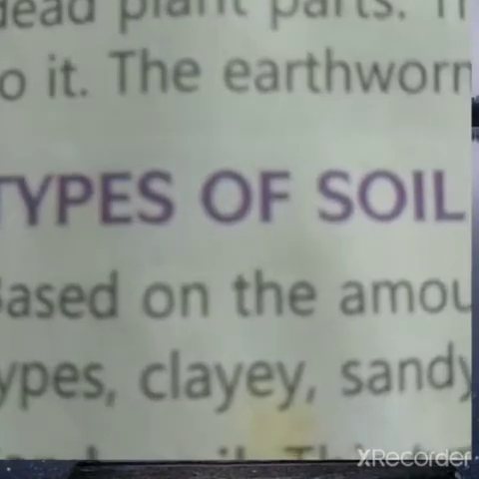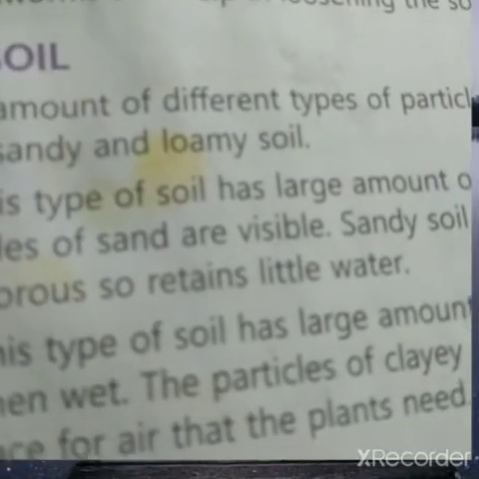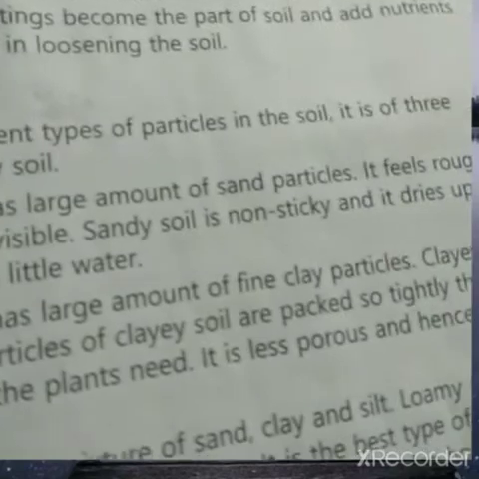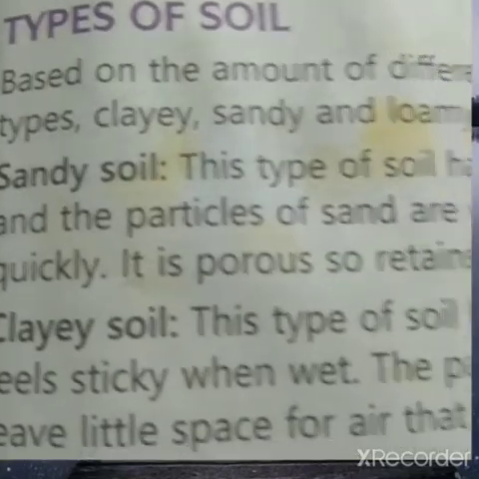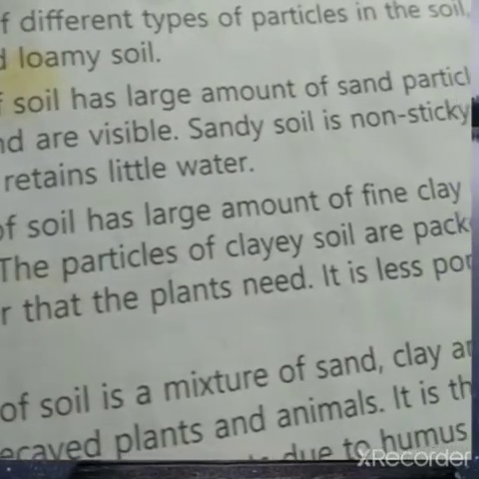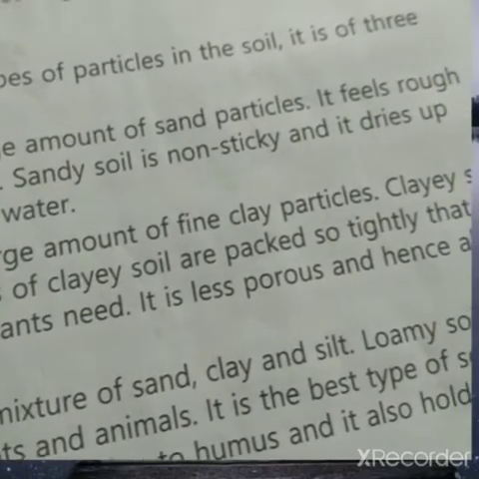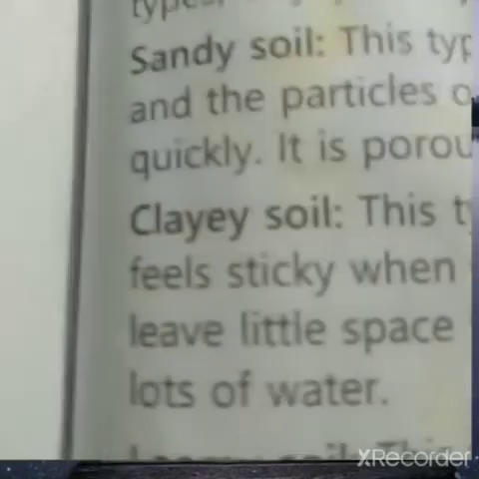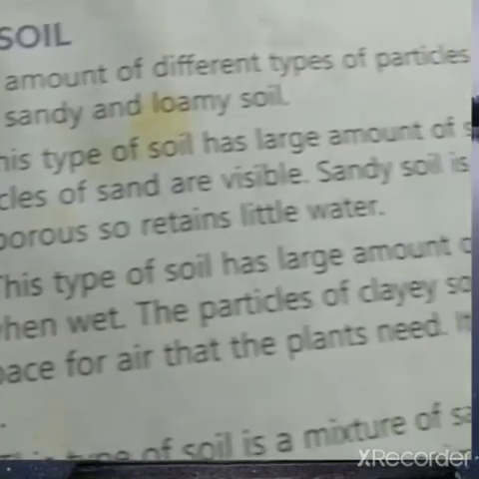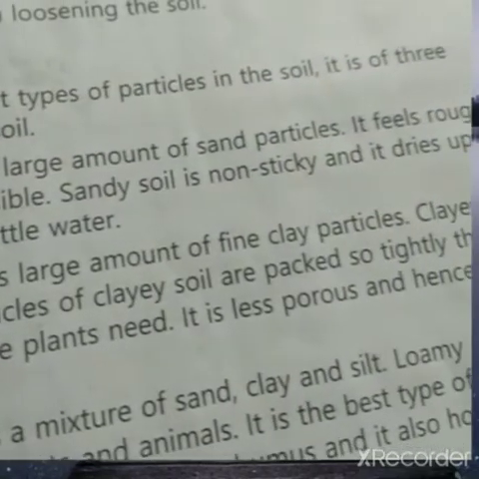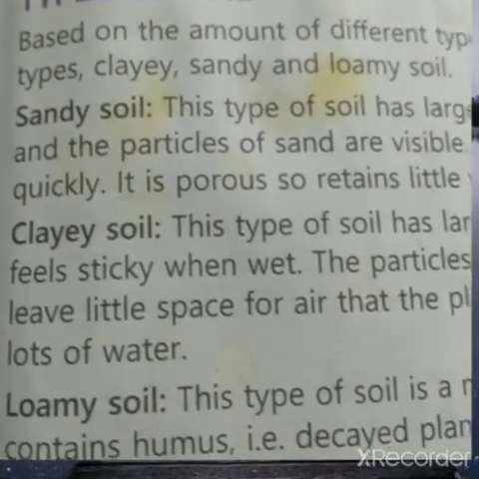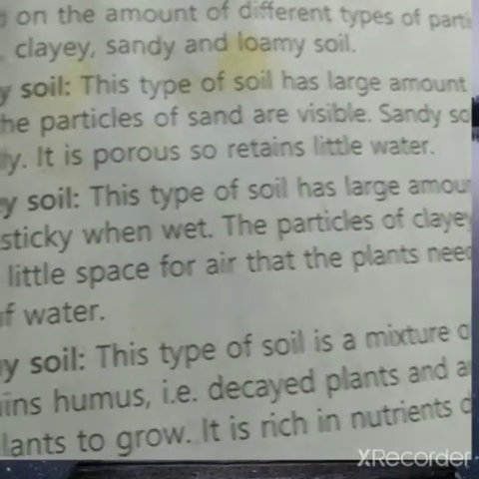Now, types of soil. Based on the amount of different types of particles in the soil, it is of three types: clay, sandy and loamy soil. Sandy soil, this type of soil has large amount of sand particles. It feels rough and the particles of sand are visible. Sandy soil is non-sticky and it dries up quickly. It is porous, so retains little water.